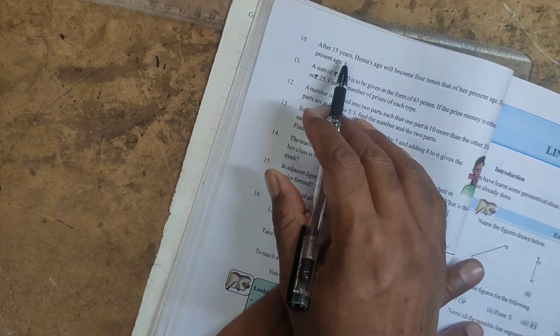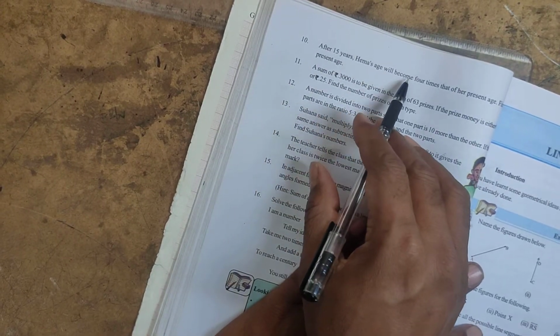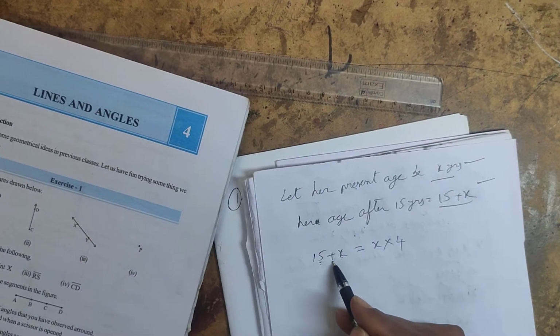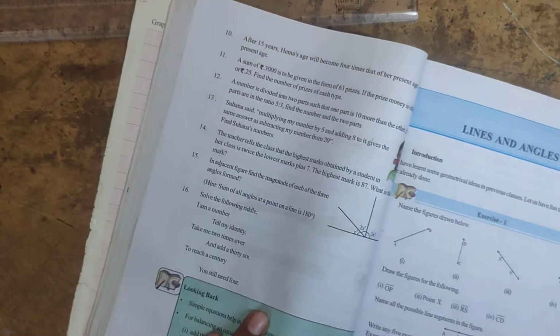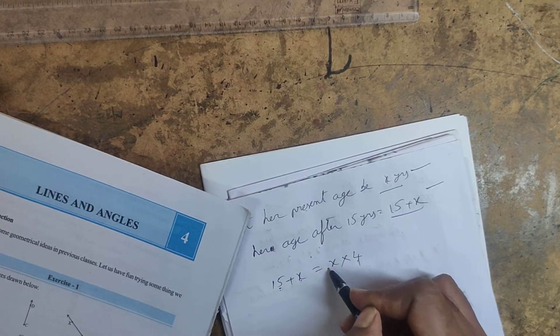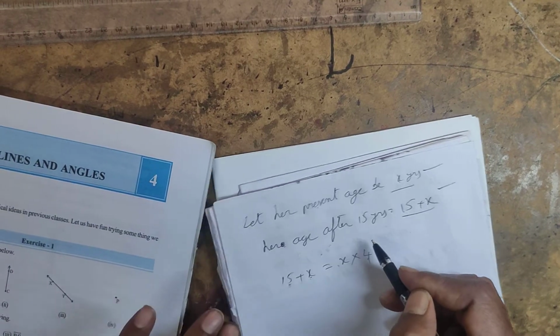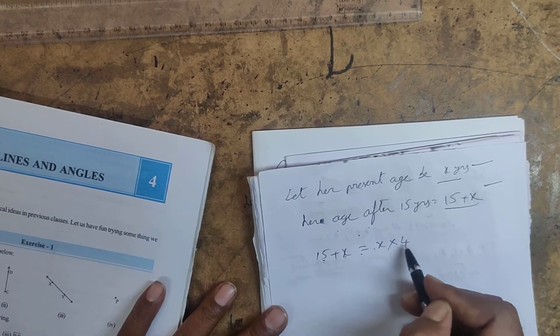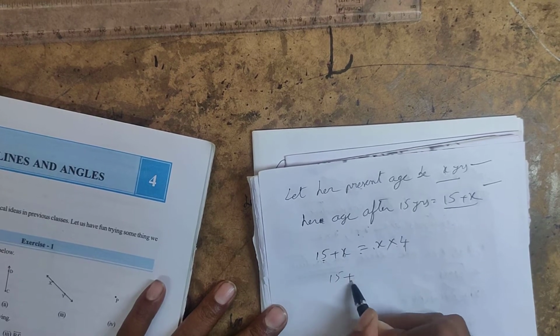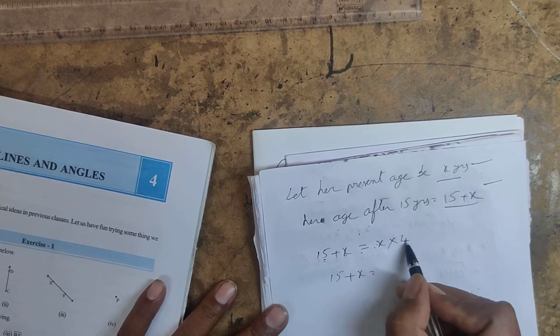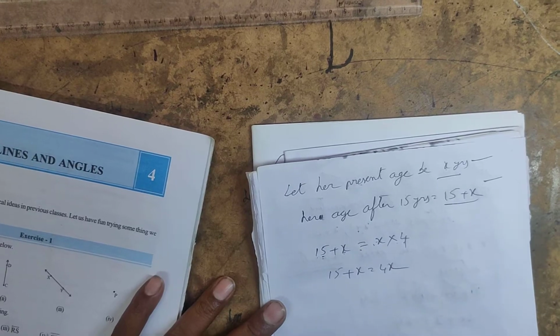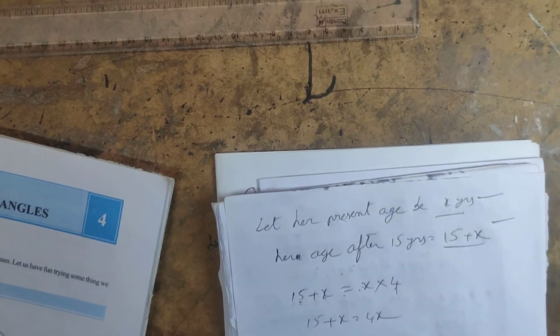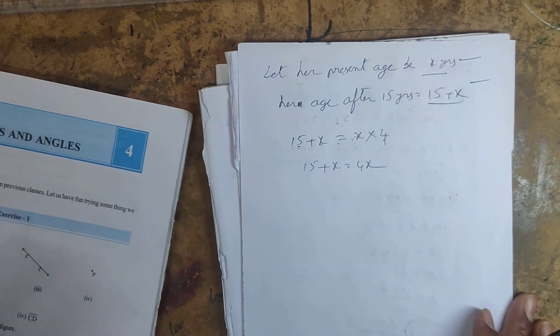If you read the question, he said that after 15 years Hema's age will become, so after 15 years her age becomes what? 15 plus x. 4 times that, her present age. Present age is x, 4 times it becomes. So 15 plus x is equal to x into 4. So 15 plus x is the same; x into 4 you can write as 4x. This is called a simple equation.